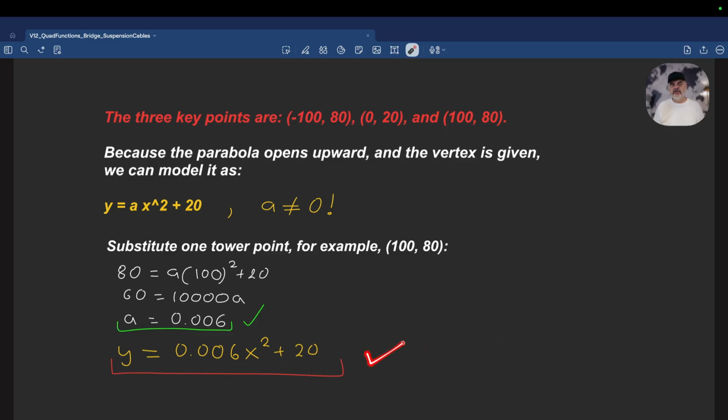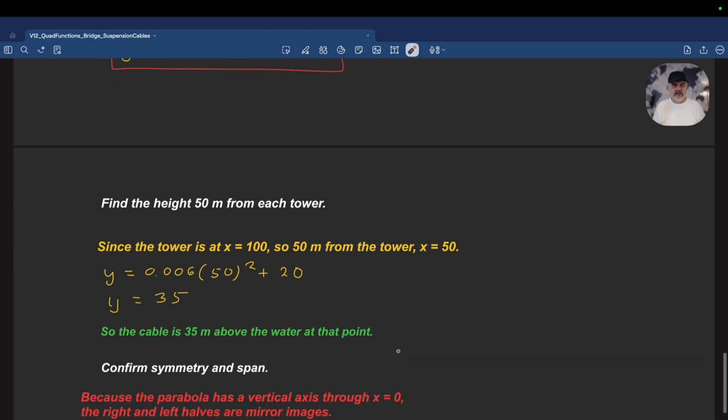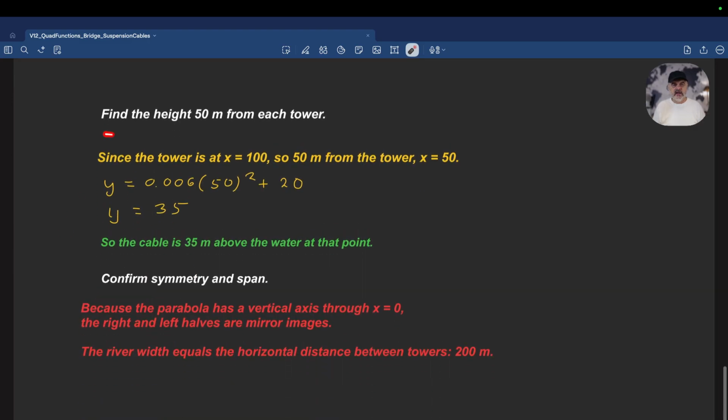So solving for the coefficient a is simply to divide 60 by the squared value. So 60 over 10,000, you get that coefficient a, which tells you that the cable suspension is a very wide parabola, because the leading coefficient is very tiny and the c value is 20. So we have this beautiful equation, and having that equation allows you to solve for any point on that parabola.